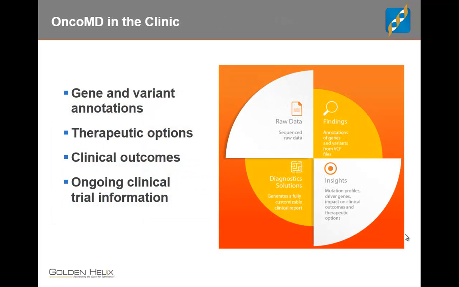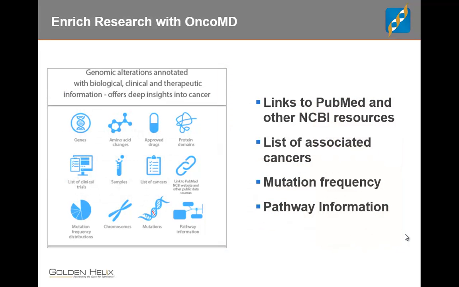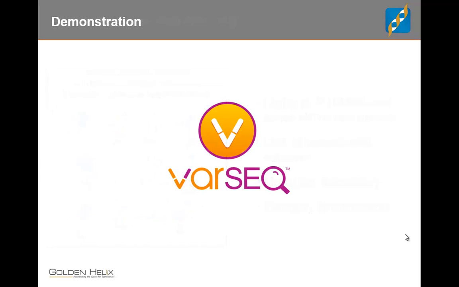In clinical settings, OncoMD can be used to identify targeted therapies that may benefit a certain patient or to identify clinical trials for which the patient may be eligible. For research purposes, OncoMD provides scientists with links to research papers about specific genes and variants, together with rapid access to bioinformatics resources from NCBI and elsewhere that may assist in the interpretation of research results. Now, let's go ahead and take a look at VarSeq and OncoMD.